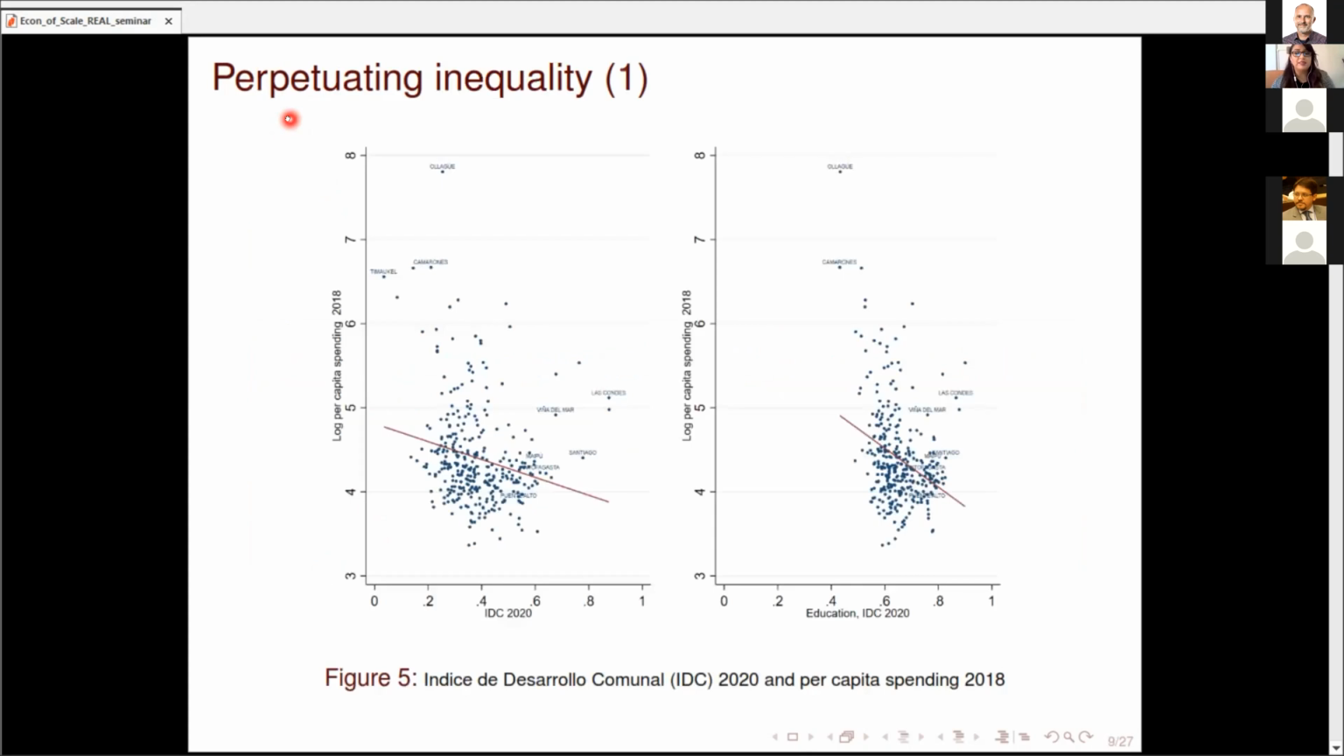To evidence this, I have created this graph in which we have the relationship between the development index and the per capita spending. And we can see that there is an inverse relationship between these two variables. That means that the municipalities that hold the lowest development index also have the highest per capita spending, which we see here: Ollagüe, Camarones, Timaukel. And this pattern is repeated when we look at other variables such as education. This means that under this criteria, less developed cities will be receiving less or maybe no money at all, and we will therefore be perpetuating inequality.